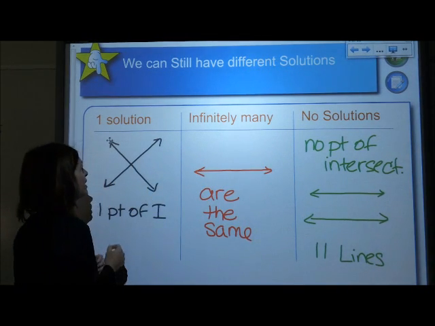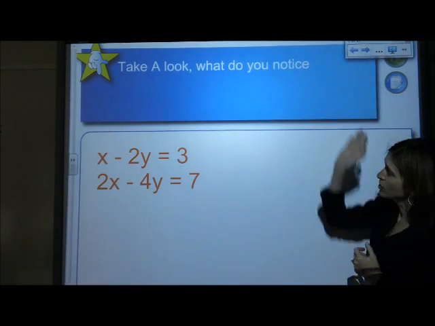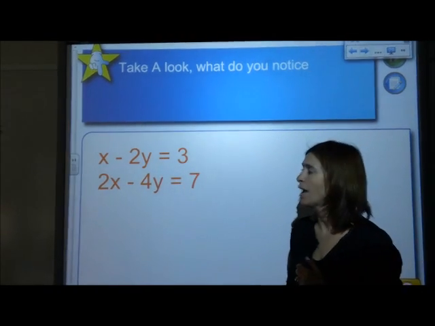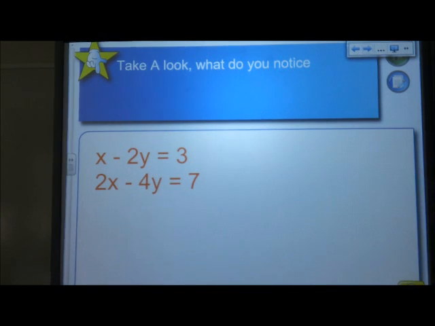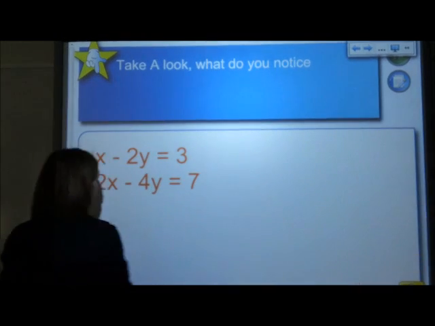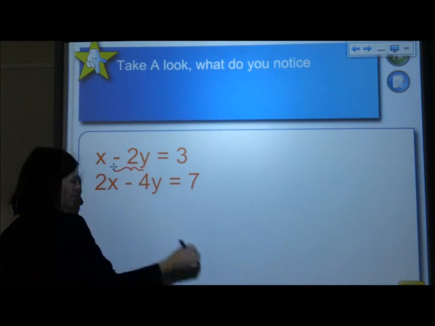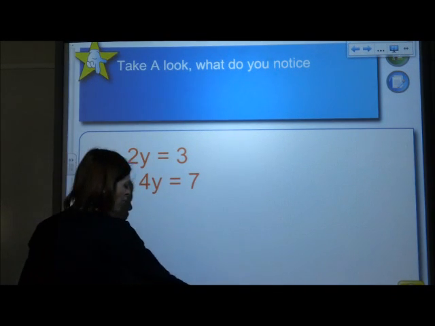All right, so what I'd like us to do is look at examples of what happens with this. So let's look at this one. x minus 2y equals 3 and 2x minus 4y equals 7. So we are going to solve by substitution. We're going to solve for the variable that has a coefficient of 1. So let's do that. I'm going to bring the 2y to the other side. I'm going to solve for x.